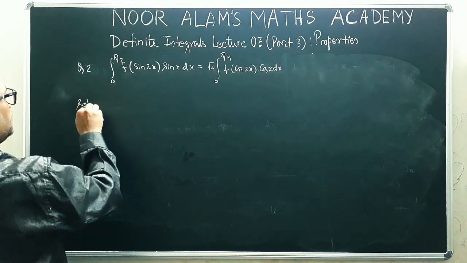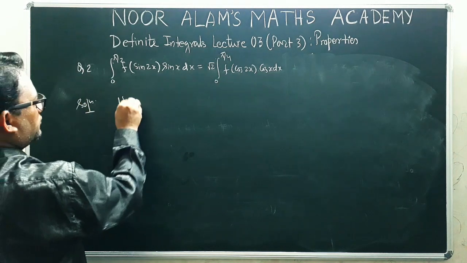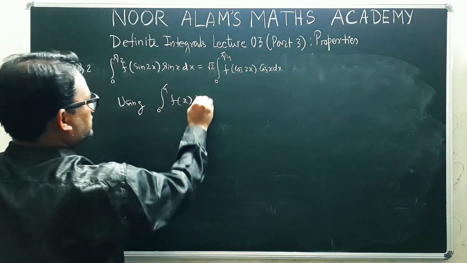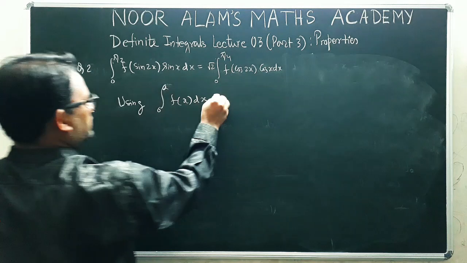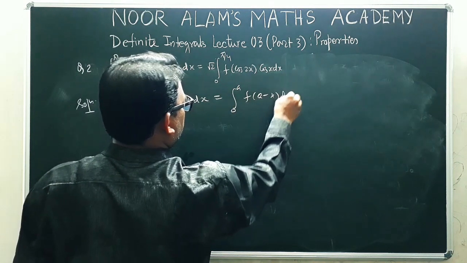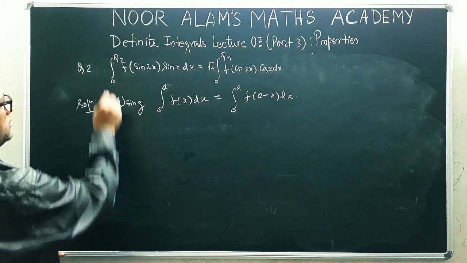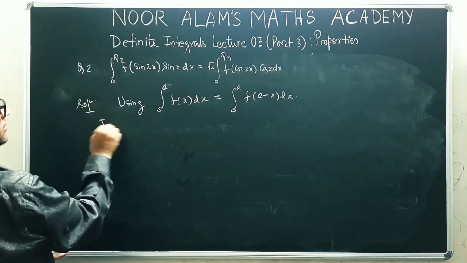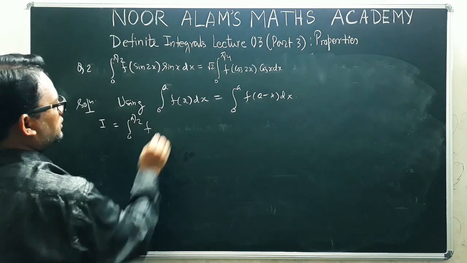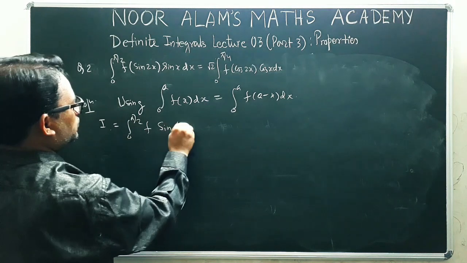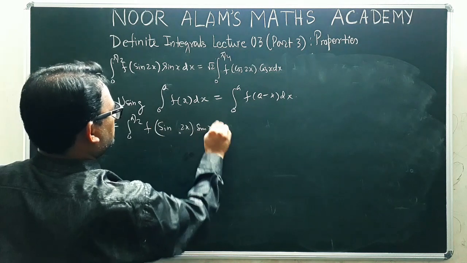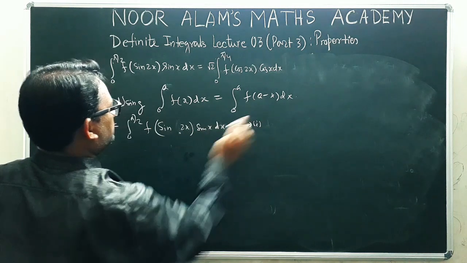Solution. Here also we use this property: the integration from 0 to a of f(x) dx can be written as the integration from 0 to a of f(a minus x) dx. So now here we consider this integral as I is equal to the integral from 0 to pi by 2 of f(sin 2x) sin x dx, calling this equation 1.